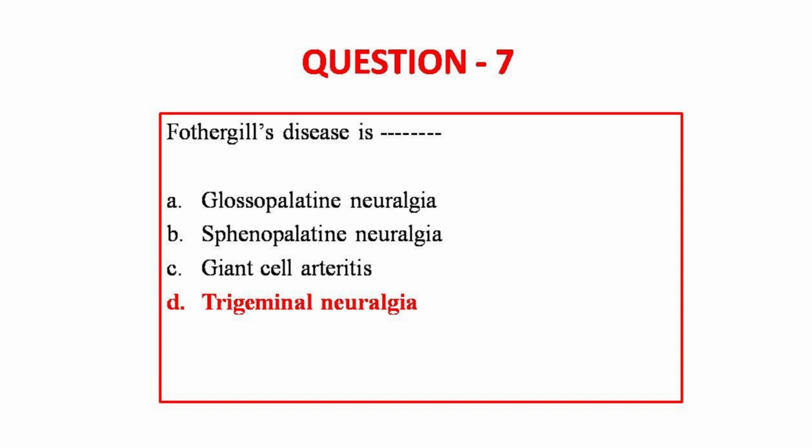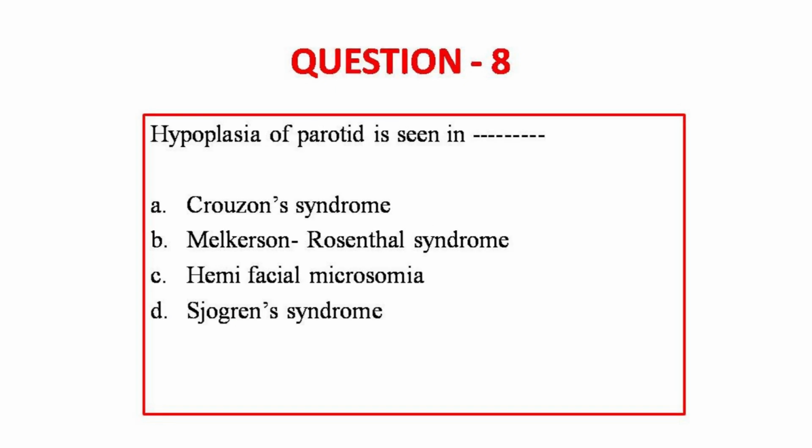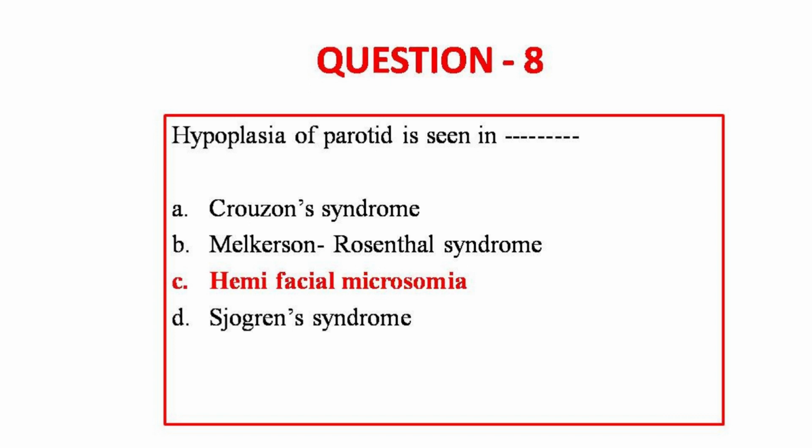So it is also called tic douloureux, trifacial neuralgia or trigeminal neuralgia, as we saw here. Moving on to question number 8. Hypoplasia of parotid is seen in, they've given us 4 options: Crouzon syndrome, Melkersson-Rosenthal syndrome, hemifacial microsomia and Sjogren syndrome. The answer is hemifacial microsomia. So moving on to question number 9.